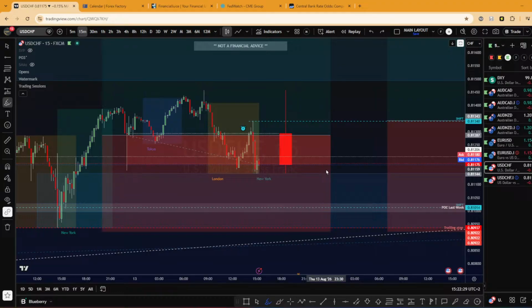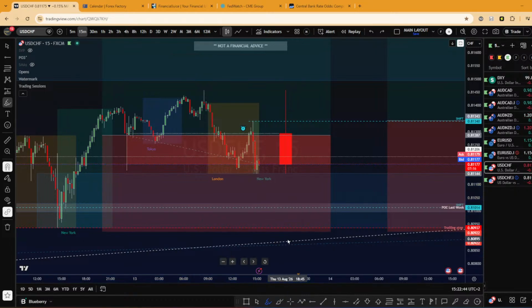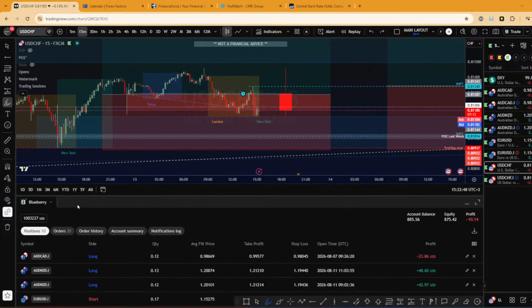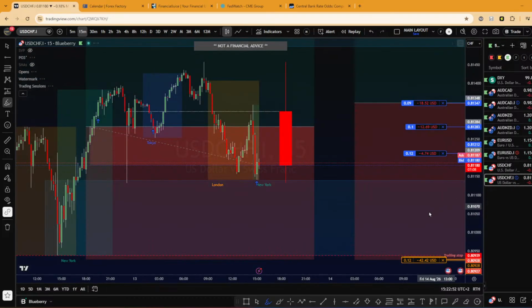Okay, because yeah, this soft PPI weakens the dollar. This is a level I don't want to see go. If this level goes, it's over. It's over for me. Okay. So I'm still in drawdown. Yeah. Another position I took.